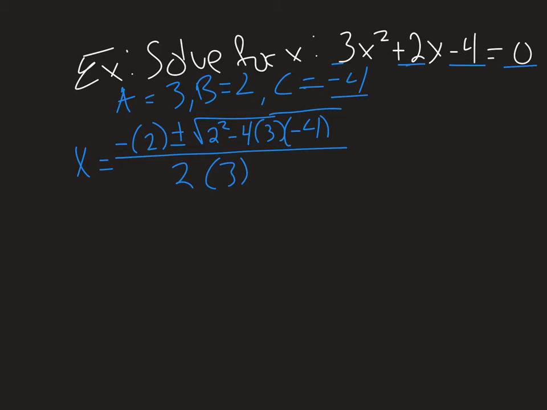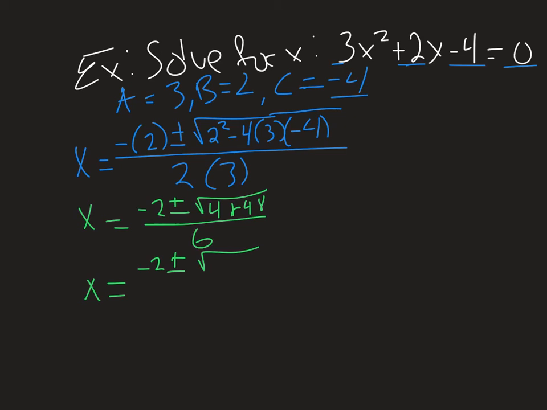Okay, now there's a lot of math going on here. We're going to go ahead and try to simplify a little bit. So x equals negative 2 plus or minus the square root of 4, and then we've got negative 4 times 3, so I guess 12 times negative, or positive 48, so plus 48, over 6. Then I'm going to simplify underneath the radical a little more: negative 2 plus or minus the square root of, looks to be 52, over 6.